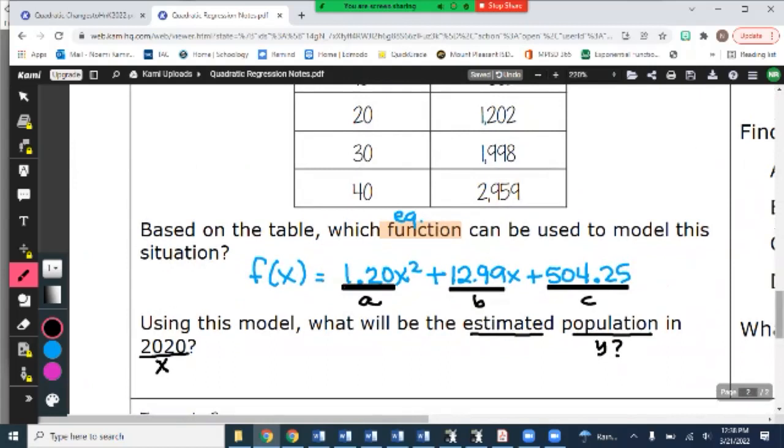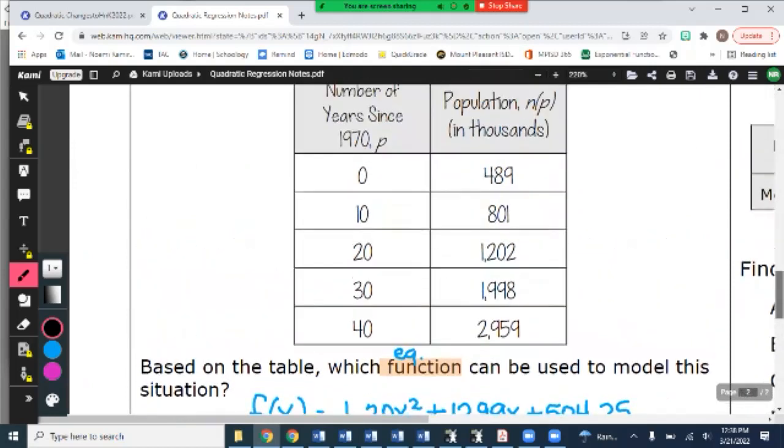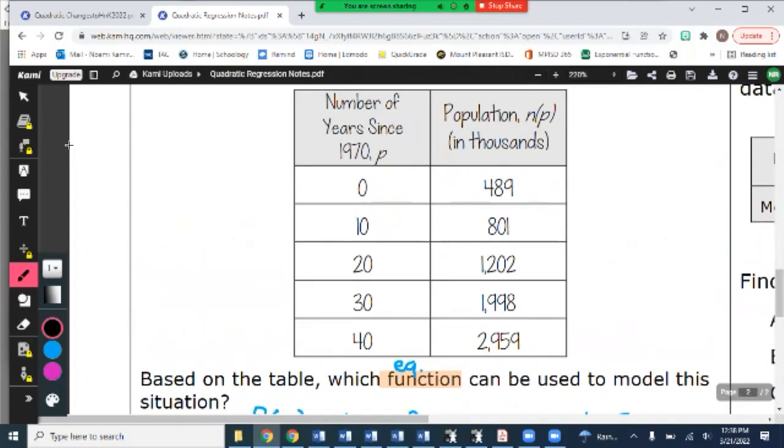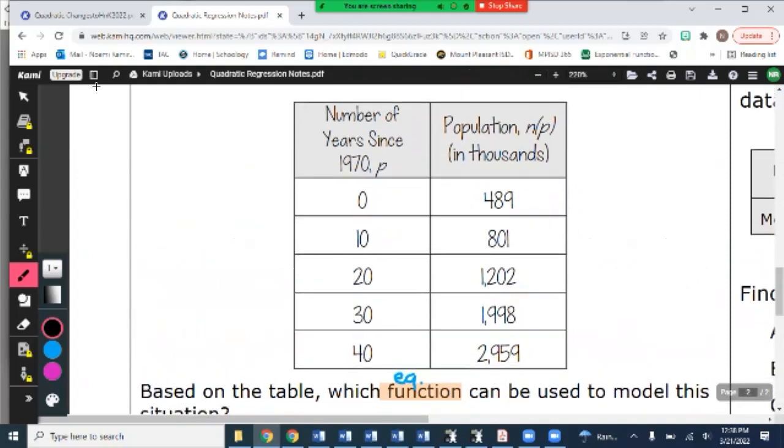Now, notice my numbers don't go up as high as the 2000s. Why not? If you pay attention to the title, what do you see? Number of years since 1970. If there was 0 years since 1970, the 0 represents what year? 1970. 10 years since 1970 would represent 1980. So then this is 1990. 30 is 2000. 2010. It's just going up by tens.